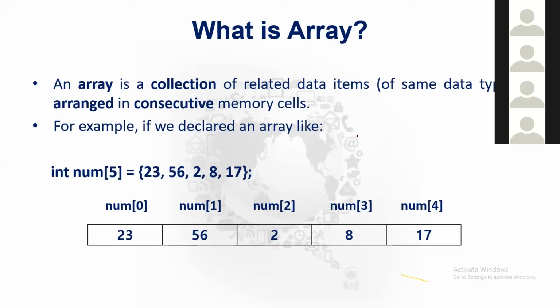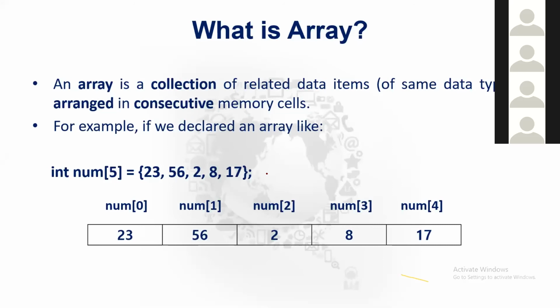So these are the heights of a group of people. What you do is you use an array to do it, in a collection. You arrange them in groups in consecutive memory cells. So it would be something like this: int num, and you put a square bracket with 5, then curly brackets, in a sequence: 23, 56, 2, 8, and 17.